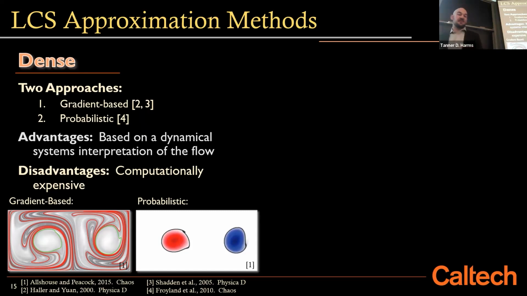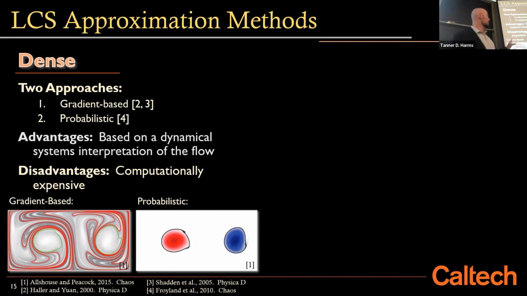Some advantages of these are that they're strictly based on a dynamical systems interpretation of the flow. The gradient-based methods are trying to find exact continuum properties, or they're trying to estimate continuum mechanical properties. The probabilistic methods approximate the Perron-Frobenius transfer operator to perform their analyses. And so these are directly related to analyses that people commonly use in dynamical systems. That gives us a good understanding and a lot of theory to talk about when we're looking at these different types of analyses. The problem with them is that they're computationally expensive.